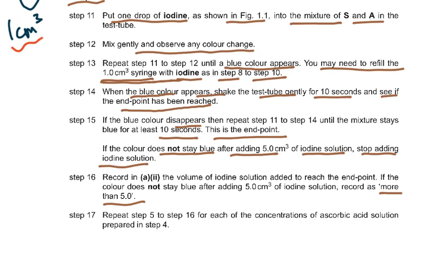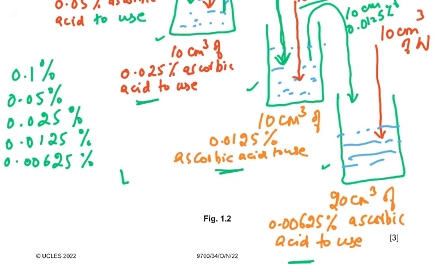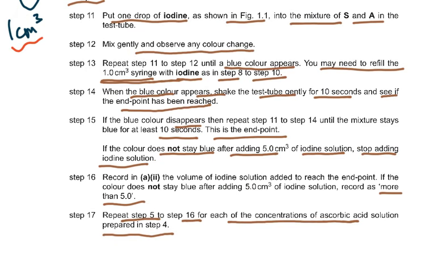Then repeat step 5 to step 16 for each of the concentrations of ascorbic acid solution prepared in step 4, the beakers where you made the serial dilutions. So for each of these dilutions, you repeat step 5 to step 16 for each of the concentrations you did in step 4.